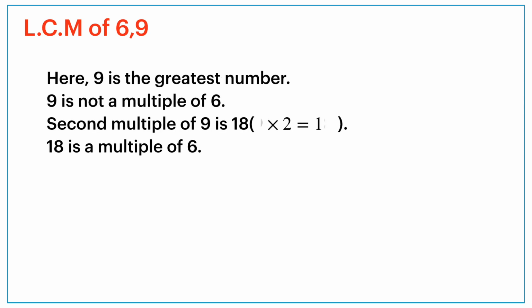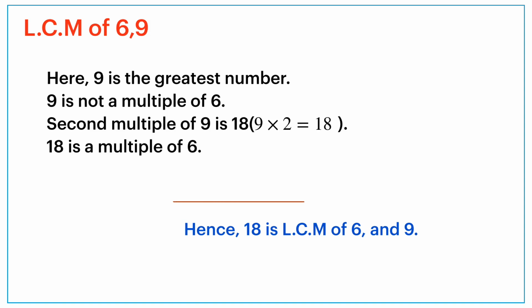Let's take another example. What is the LCM of 6 and 9? In this case, 9 is the greatest number. 9 is not a multiple of 6. The second multiple of 9 is 18. 18 is a multiple of 6. Therefore, 18 is the LCM of 6 and 9.